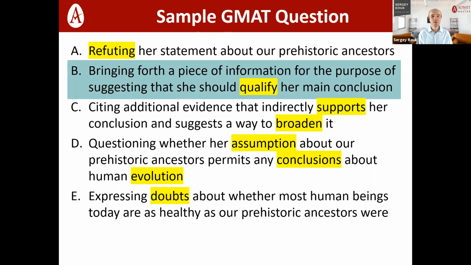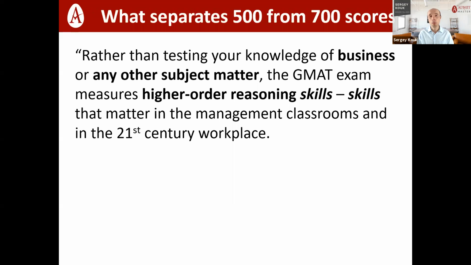So what can we learn from this? Well, a couple of things. First of all, of course, we don't need to know anything about human evolution to do the GMAT, but we need to pay attention to certain very specific things, and we need to be very structured in the way that we approach the questions. In fact, don't take my word for it. Let's ask people who make the test. What separates people who get 500 from 700 plus scores? And here's what they're going to say.